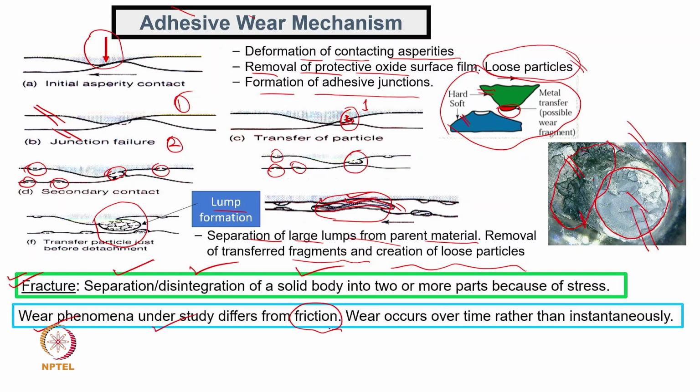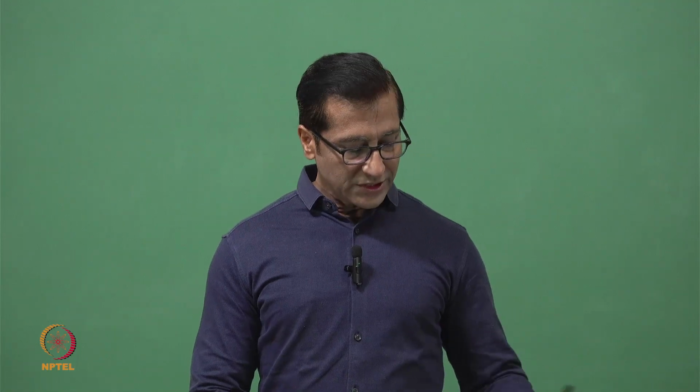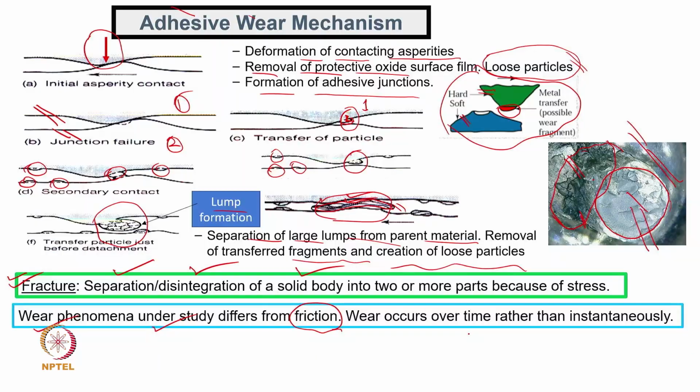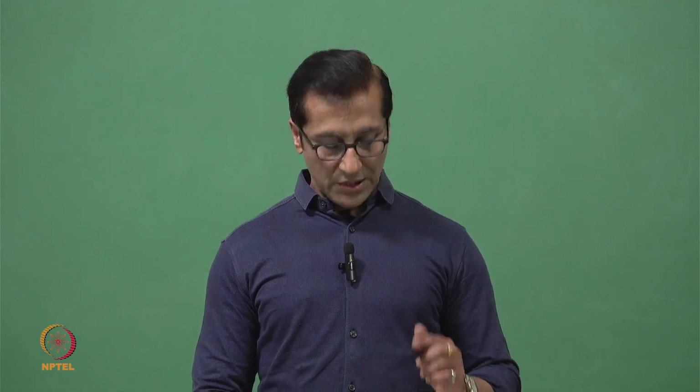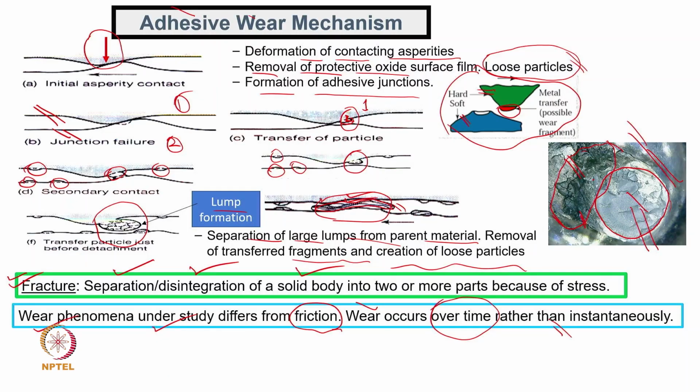Now, the wear phenomenon we are studying with this addition is slightly different from friction, because we have treated adhesive wear and adhesive friction also. But what is the real difference? The difference is stated here. Wear occurs over time. It is not instantaneous. Friction is instantaneous, which means you get friction values much faster, but wear requires a little more time.